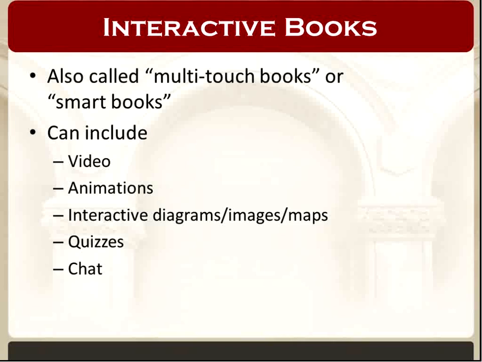So there's one more category of ebooks where I really see a lot of great potential, and that's an interactive ebook. Sometimes they're also called multi-touch books or smart books. But really, these go beyond plain text. Instead of just giving you the ability to read, these ebooks can include video. They can have fancy animations of either a process or a 3D model of a molecule. You can have interactive diagrams, maps, and images where you can click on portions and have text pop up.